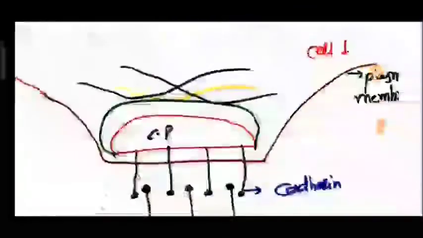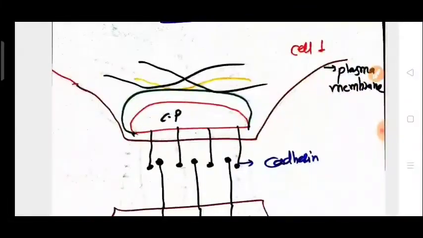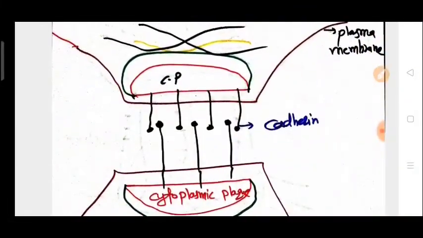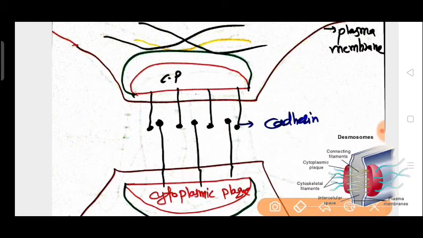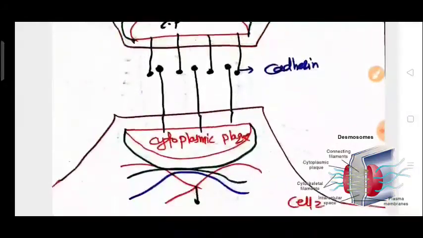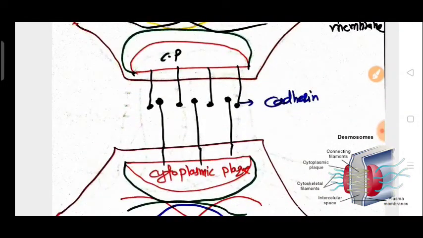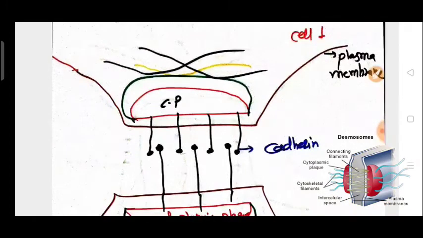Now come to the desmosomes. Okay, this is a desmosome. It is a kind of button-like point of intercellular contact which bonds neighboring cells together. This is cell A, as you can see here, and this is cell 2, or you can say cell 1 or cell 2, or you can assume this is cell A or B. Okay, this is the plasma membrane.